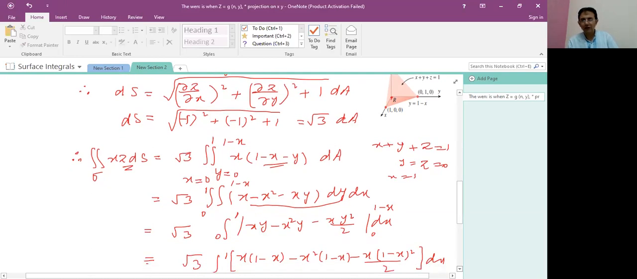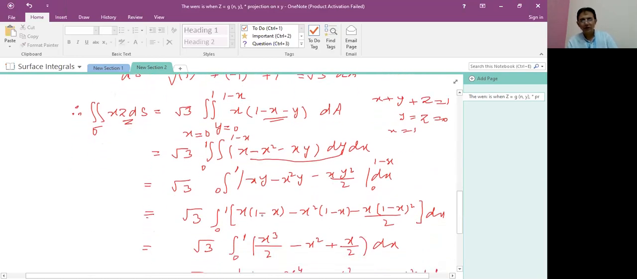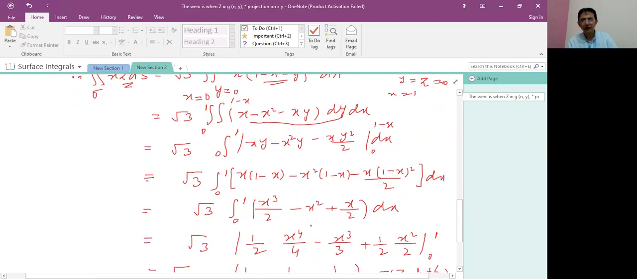After finding the integral, we apply the lower and upper limits. When we put in the lower limit 0, all terms are 0, so we do not write them here. After that, we simplify to get x cubed upon 2 minus x squared plus x upon 2. After simplifying, we integrate with respect to x.